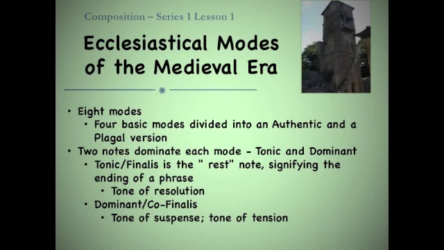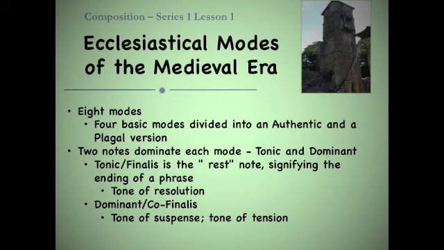Tonic is the rest note. It signifies the ending of a phrase or the end of a musical section. It's sometimes called the tone of resolution or the finalis. The other note that dominates each mode is called the dominant. The dominant is also called the tone of suspense, the tone of tension, sometimes called the cofinalis. The tonic and the dominant are the two notes that melodies in the medieval modes pivot around.